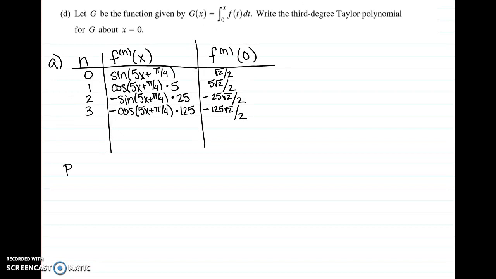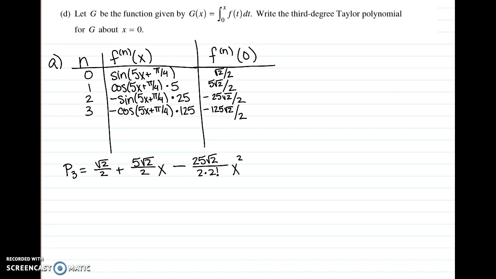Okay, so writing out our third degree Taylor polynomial gives us the square root of 2 over 2 plus 5 on the square root of 2 over 2 times x minus 25 on the square root of 2 over 2 times 2 factorial x squared minus 125 on the square root of 2 over 2 times 3 factorial x cubed. This is really times 1 factorial back here. We just didn't write it. Okay? And believe it or not, that was worth 4 points.